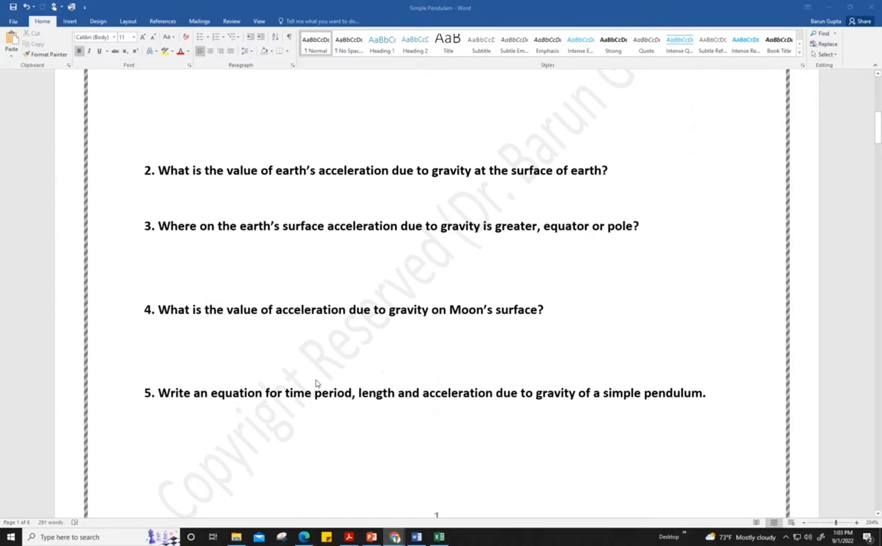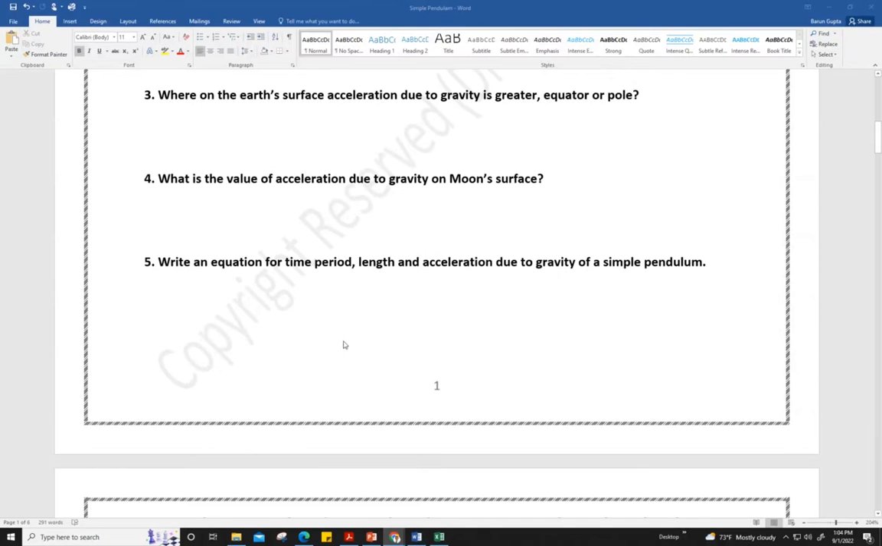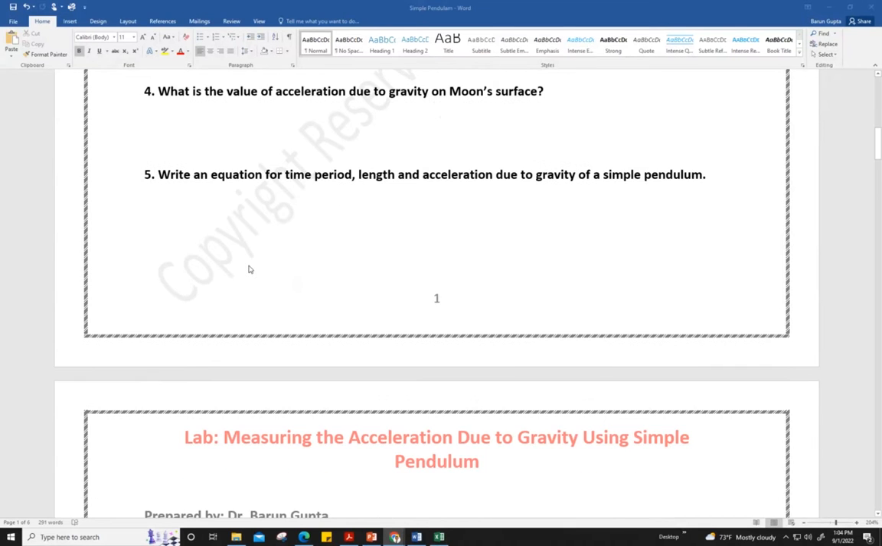In fact, the acceleration due to gravity depends upon the position, the location, and the mass of the planet. So for example, if you go from the Earth to the Moon, the value changes. What's the value of the acceleration due to gravity on the Moon's surface? You have to write it down here. Now if you have a simple pendulum, what is the relation between the time period, the length, and the acceleration due to gravity? And I will give you a hint for this answer.